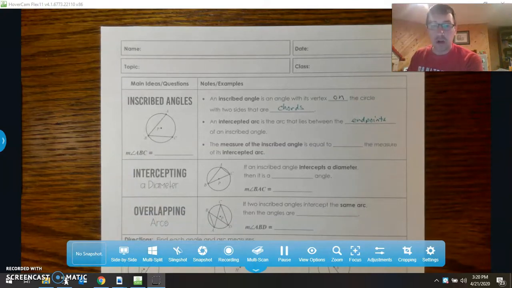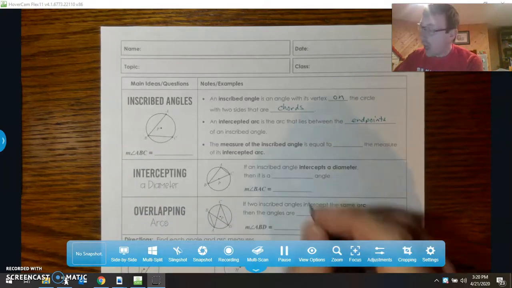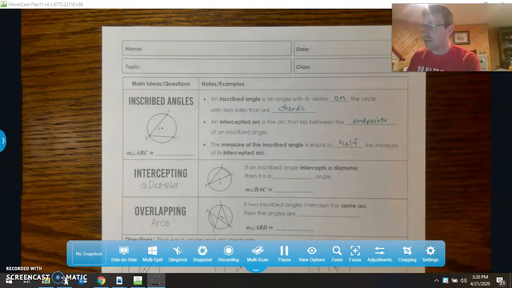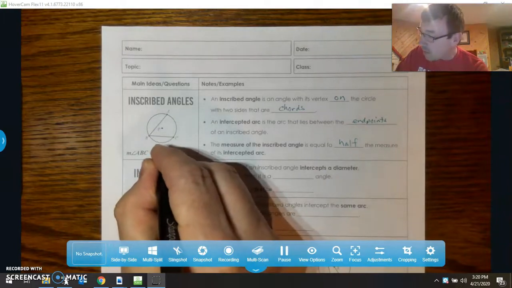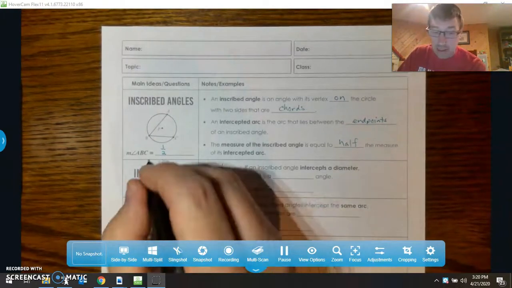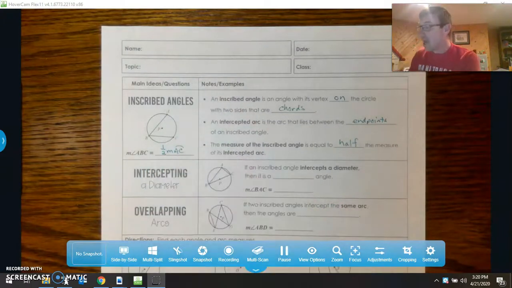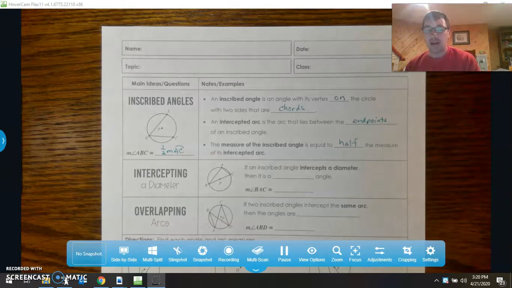Now, the measure of the inscribed angle is equal to half the measure of its intercepted arc. So the measure of angle ABC would be half the measure of arc AC. And that does make sense because the biggest angle you could really have is 180 degrees, and there are 360 degrees in a circle, so that's where that half comes from.